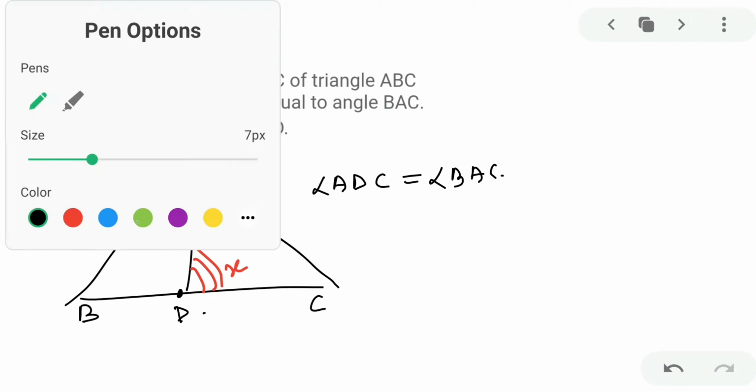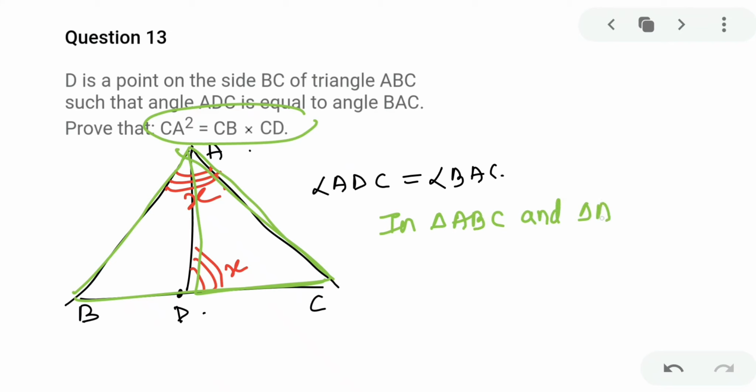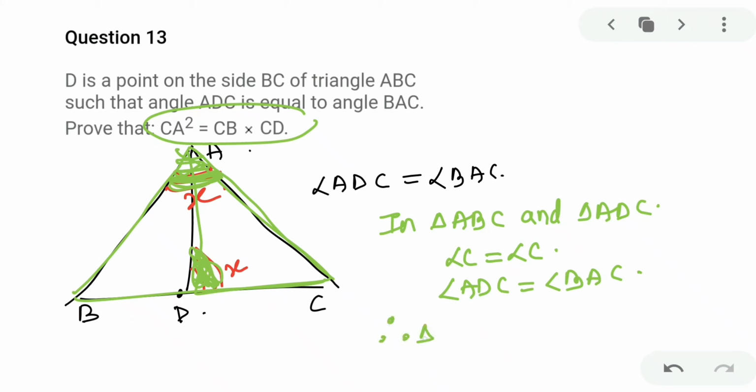We can go for one bigger triangle, that is BAC, and one smaller triangle and make them similar for our required thing. Let's see what we can do in triangle ABC and triangle ADC. Angle C is common in both, and angle ADC, which you have now taken as X, will be equal to angle BAC. The whole big triangle's angle BAC is equal to the small triangle's angle ADC. Correct? So therefore triangle ABC is similar to triangle ADC by AA postulate.